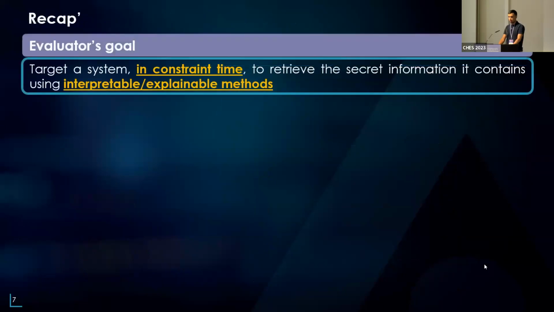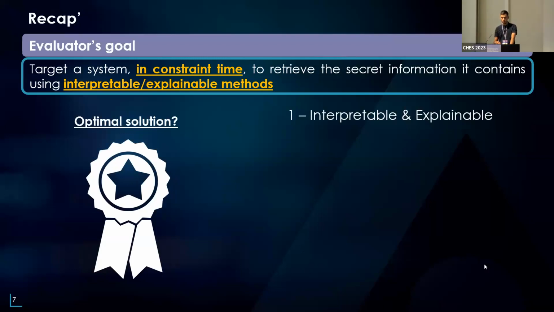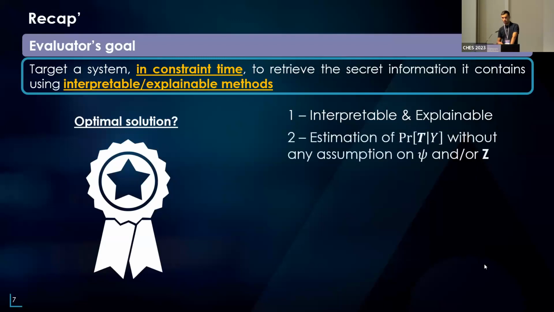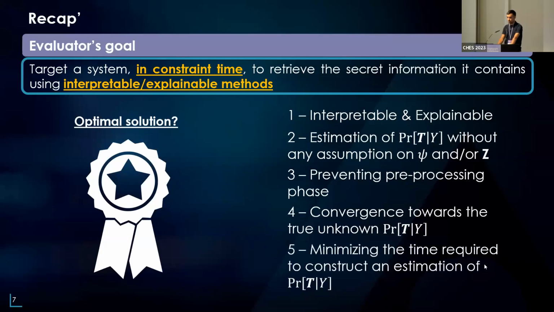So if we want to make a quick recap on our goal, we want to extract the secret information, but with 2 additional constraints: the constraint of time and using interpretable methods. And if we want to identify the optimal solution, some requirements can be enhanced. The first one, in an evaluation context, we hope to use interpretable methods such that no assumptions are needed on the psi function or on the physical noise, while the whole preprocessing phase is mitigated. And obviously, we hope that the method we use converges toward the true optimal solution, and all those requirements must be applied in constrained time.